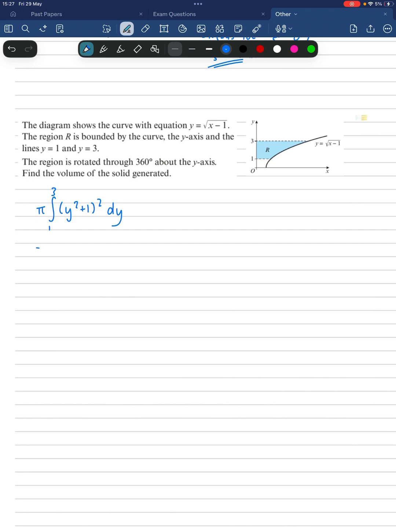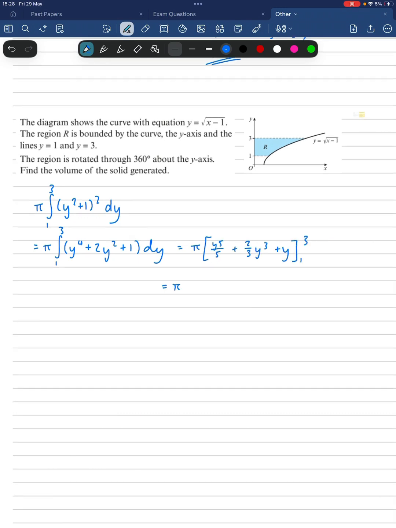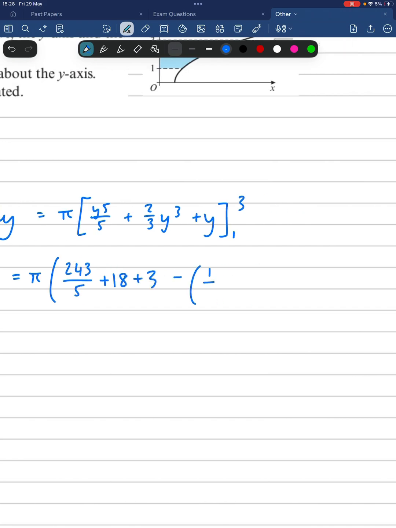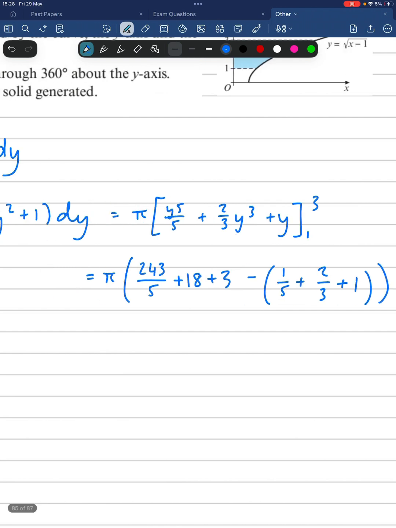Okay, that's just pi lots of the integral from 1 to 3 of y to the power of 4 plus 2y squared plus 1 dy, which we can change to pi lots of y to the power 5 over 5 plus 2 thirds y cubed plus y between 1 and 3, which is pi lots of 243 over 5 plus 18 plus 3, and then minus a fifth plus 2 thirds plus 1, which when you simplify all that becomes 1016 over 15 pi, and if you want you put units cubed.